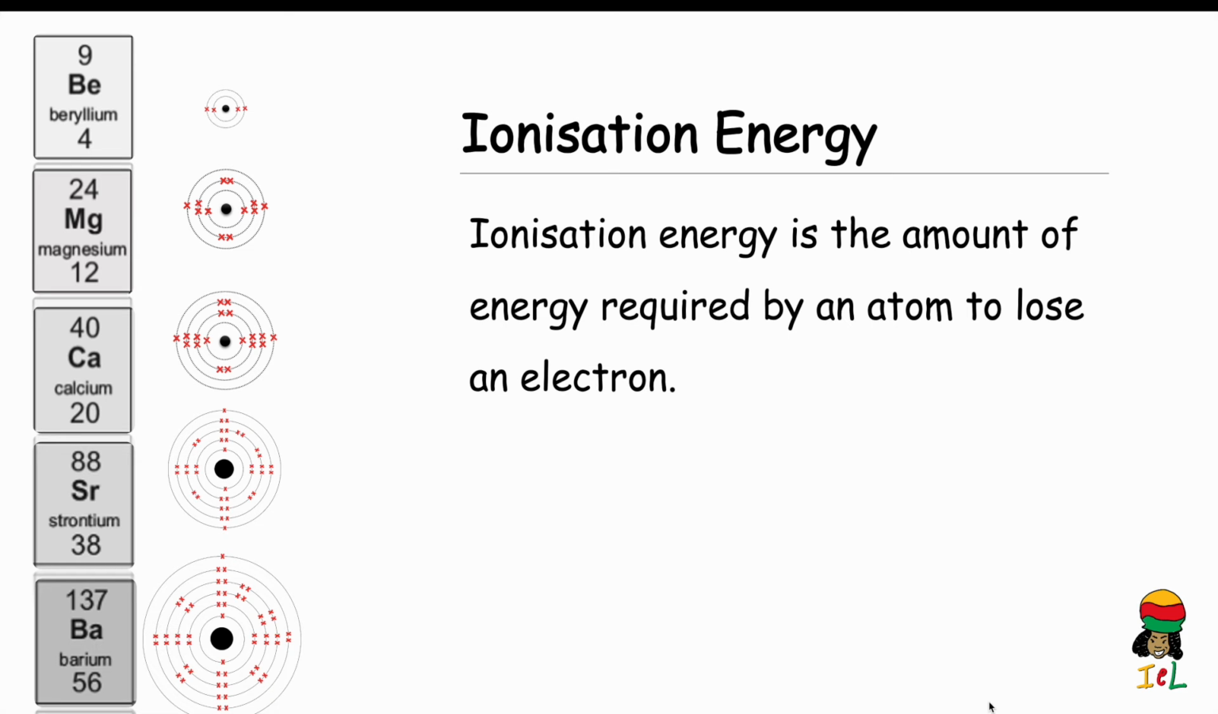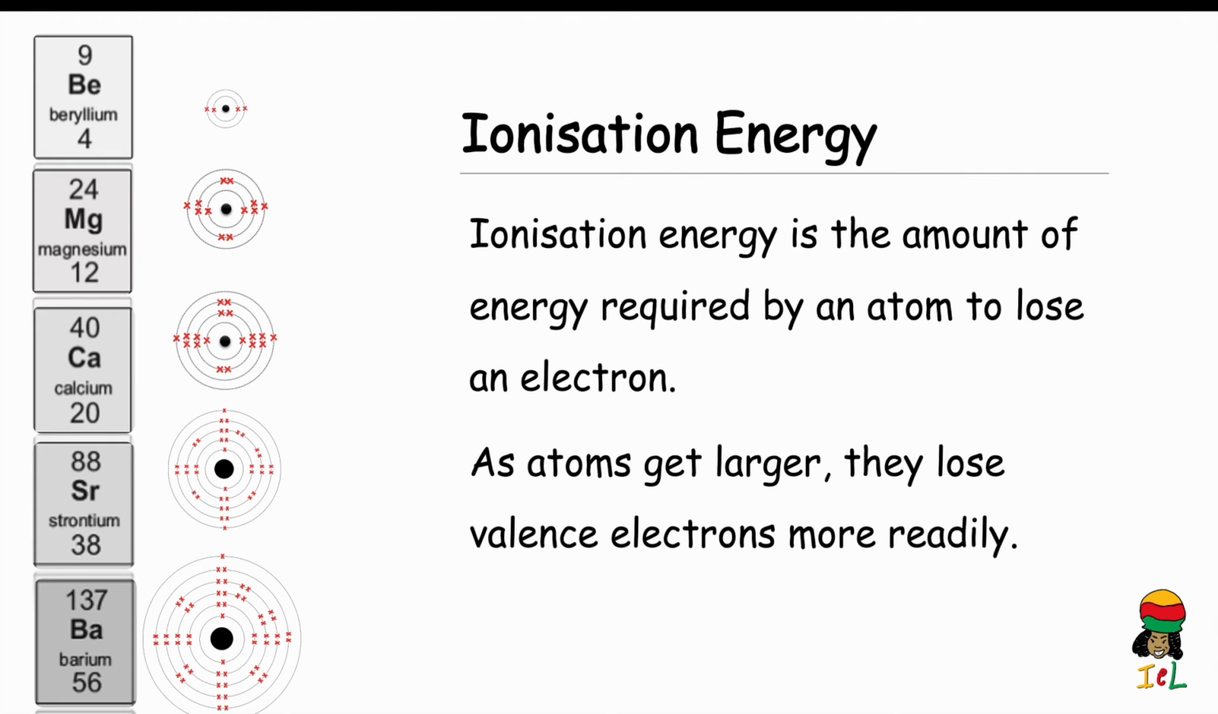The fourth group 2 trend we will examine is ionization energy. What is ionization energy? Ionization energy is the amount of energy required by an atom to lose an electron. As atoms get larger, they lose valence electrons more readily. That is, they lose electrons from their outer shell more readily.